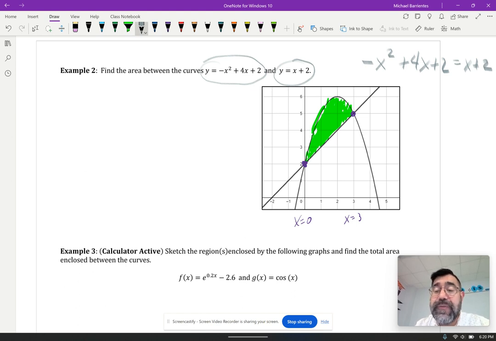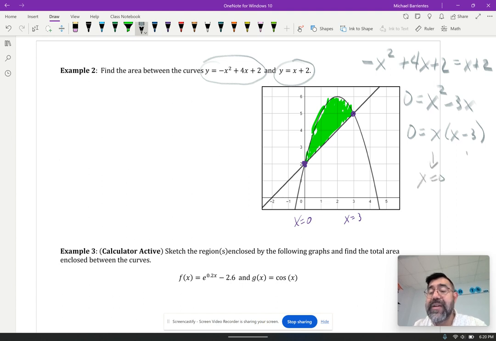So you would have to solve for this. There's many ways to do it. I'm going to move stuff to the right side, make this positive x squared minus 3x equal to 0. So if I subtract the 4x and subtract the 2, this is what I get. And I can factor out an x, and then I can solve it by saying, what makes this equal to 0? That would be x equals 0 and x equals 3.